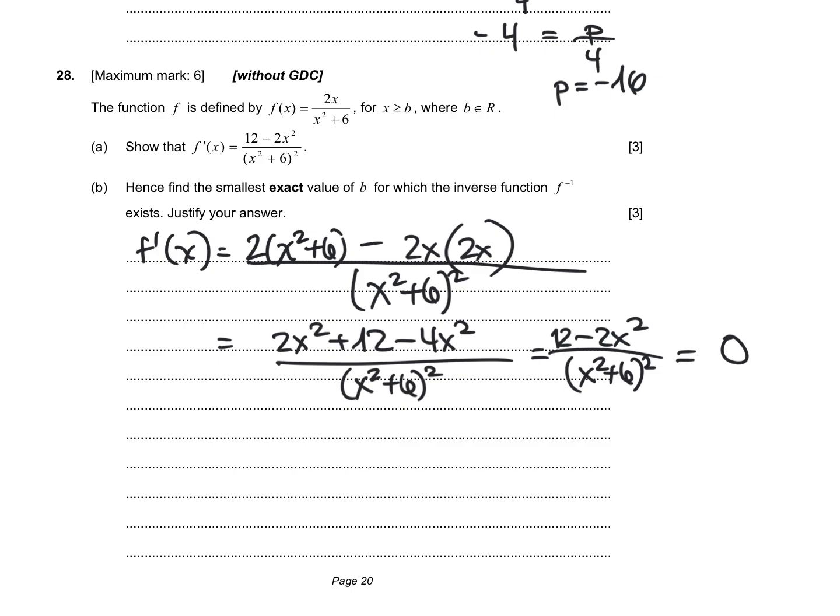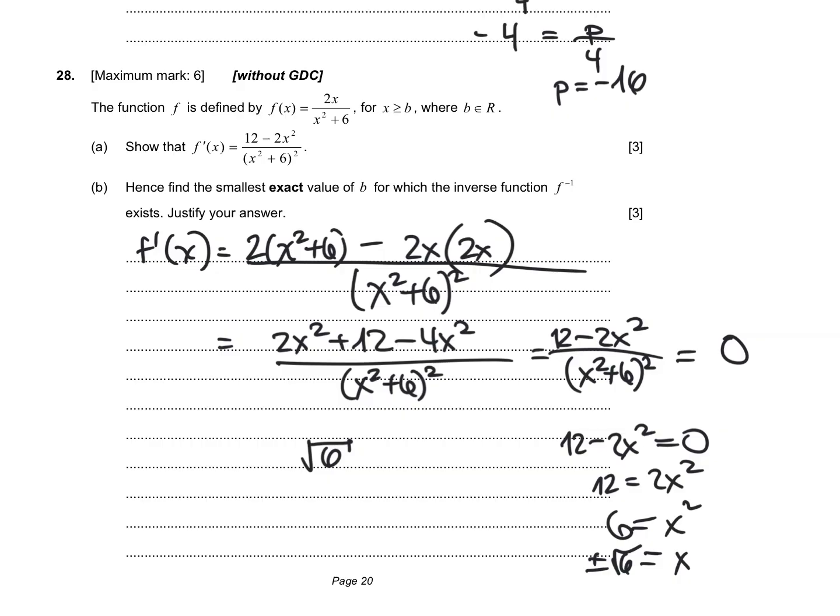Cross multiplying, we're going to have 12 minus 2x squared equals 0. So 12 equals 2x squared, x squared is 6. So x equals plus or minus root 6. So this is saying there's a min or a max at these two values. So if we want it greater than or equal to b, it's going to be the positive root 6.